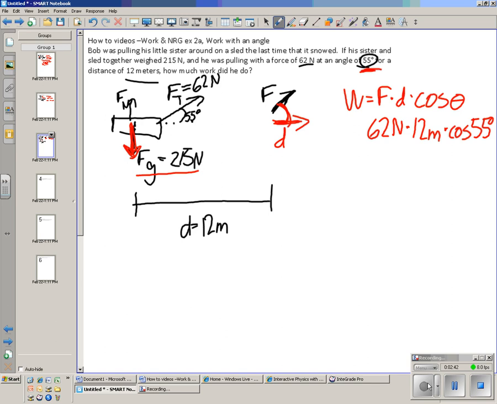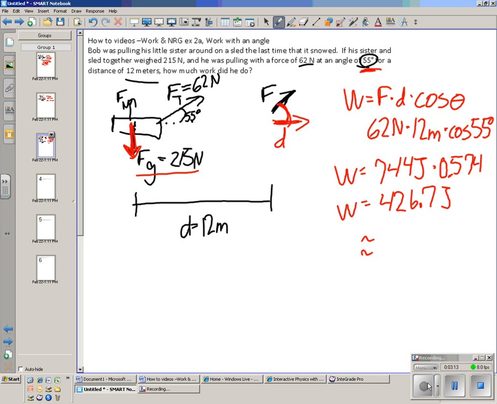Okay, tap into our calculator. We have 62 times 12, and that would be 744 joules. And then times the cosine of 55. Cosine of 55 is 0.574. And this is work. And then work equals 426.7 joules, or we can just round off reasonably enough to 427 joules.